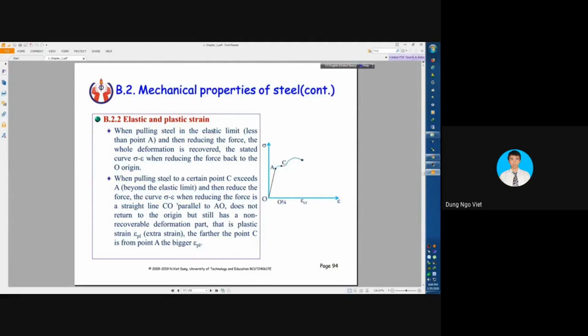But when we pull the steel to a certain point C, exceeding point A, beyond the elastic limit, and then reduce the force, the curve of sigma and epsilon when reducing the force is a straight line CO parallel to OA. It does not return to the origin, but still has a non-recoverable deformation. That is the plastic strain epsilon PL.